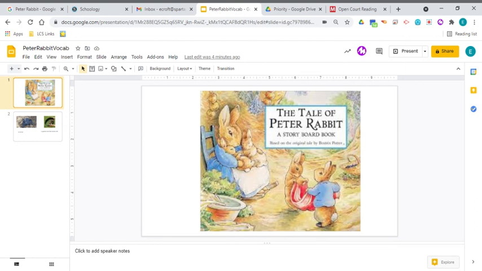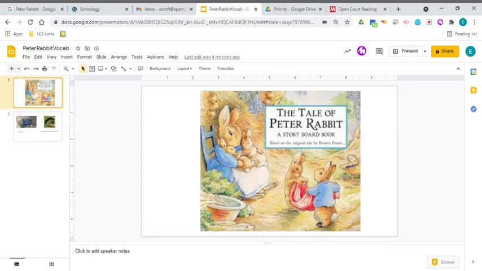Okay, so far we know that this is a fantasy. What about this makes it a fantasy? What are these rabbits doing that they can't really do? They're talking, right? Rabbits can't talk in real life. So just in a fantasy, animals can do things that they can't do in real life.